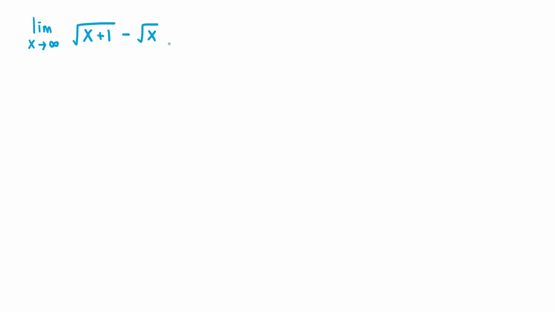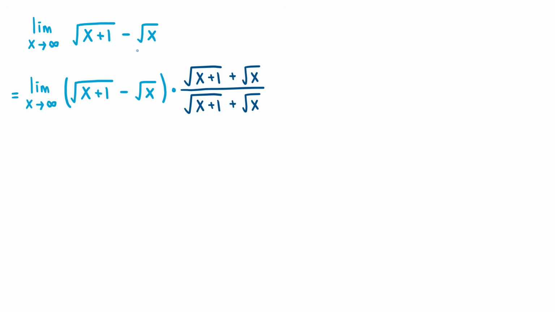The answer is multiplying both the numerator and denominator by the conjugate. The expression is not a fraction, but we can think of it as itself over 1, where the denominator is 1. The conjugate of the square root of x plus 1 minus the square root of x is the square root of x plus 1 plus the square root of x. So we need to multiply the expression by the square root of x plus 1 plus the square root of x, all over the square root of x plus 1 plus the square root of x.